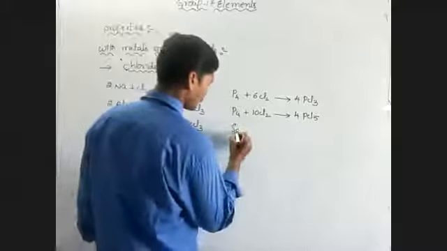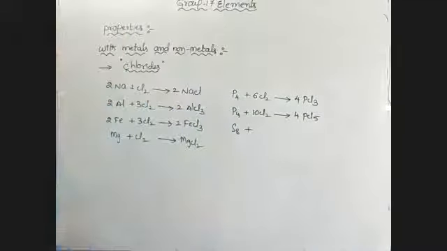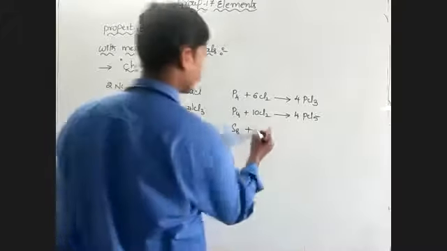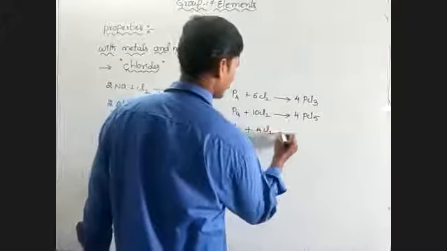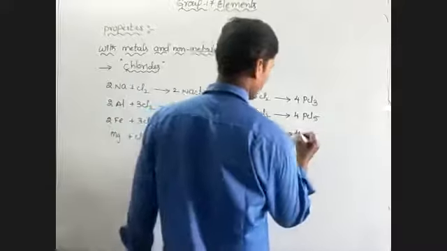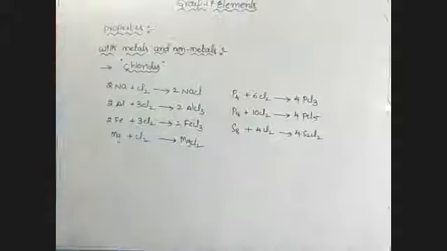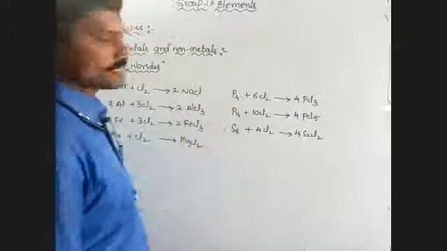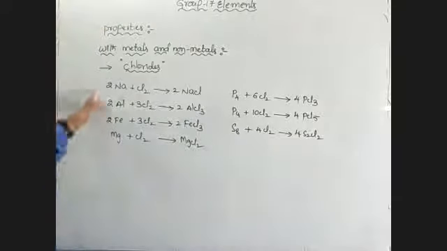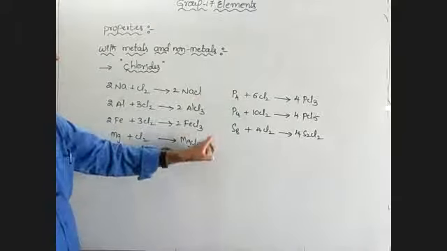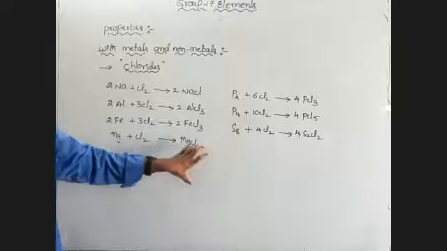Next sulfur, this is sulfur. This sulfur when it combines with chlorine, it forms sulfur monochloride. These are all metals, these are all non-metals. So chlorine reacts with metals and non-metals, it forms chloride.